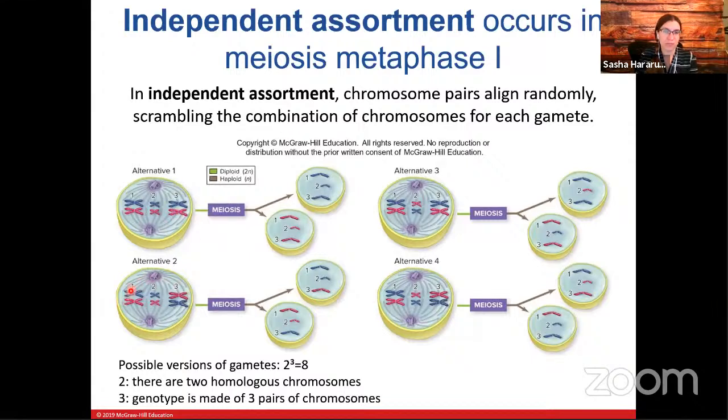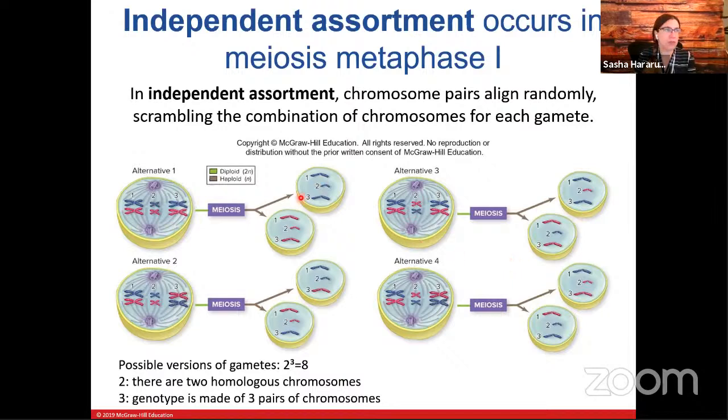Version number 2, on the top there will be a paternal and then a maternal chromosome, and on the bottom there will be a maternal and then a paternal chromosome. Version 3, on top can be paternal, paternal, and on the bottom there could be maternal, maternal, and so on. So there are 4 possible ways if you have 3 pairs. If your genotype contains 3 pairs of chromosomes, there are 4 ways the gametes can be formed.